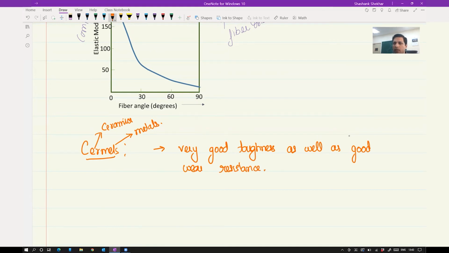Distribution of particles we have already seen in the case of fiber, but it is also true for particles. Whether it is randomly distributed or homogeneously distributed will determine the overall properties of the composite. So if it is homogeneously distributed, one thing you can expect is that the properties would be isotropic in nature.